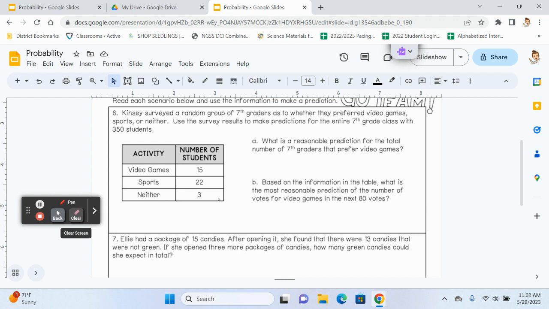So I want to know what a reasonable prediction would be for the total number of 7th graders that prefer video games. I know the total in the whole class is 350 students, but we only asked 40. We know that 15 of that 40 preferred video games. So I'm going to go 15 over 40. That represents, of the 40 people that they asked, 15 of them prefer video games. So I'm using this to predict what it would be like for the entire 350 kids.